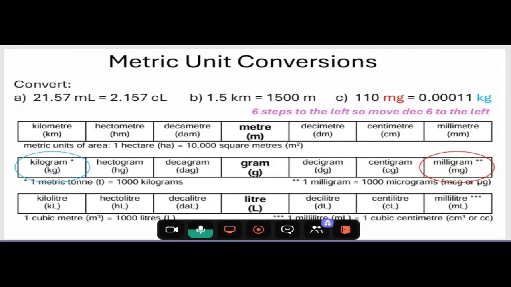Right? So metric conversions, there it is in a nutshell. You have this in your formula sheet. If you are moving left on the chart, the decimal goes left. If you're moving right on the chart, the decimal goes right. And that is your metric conversions.